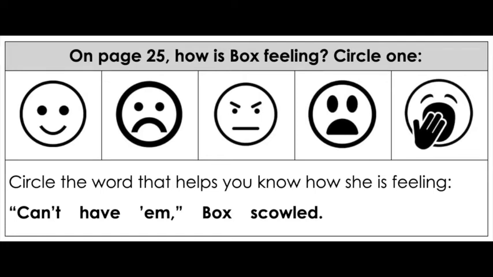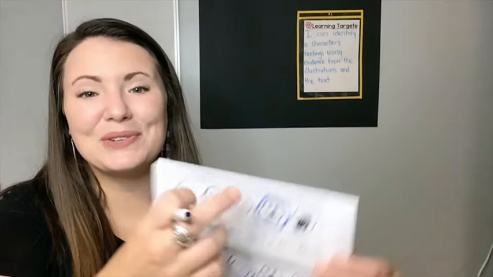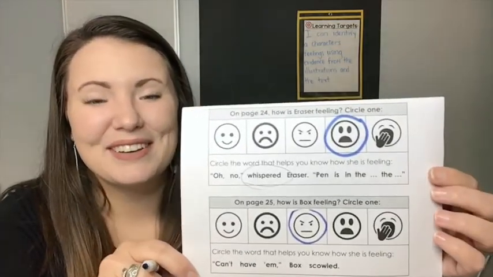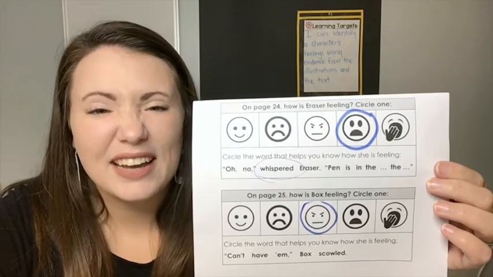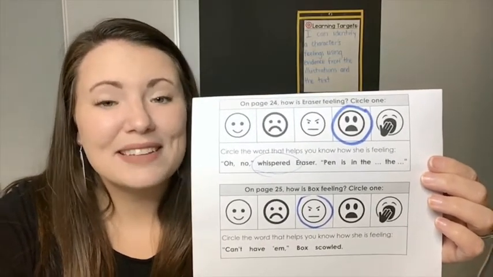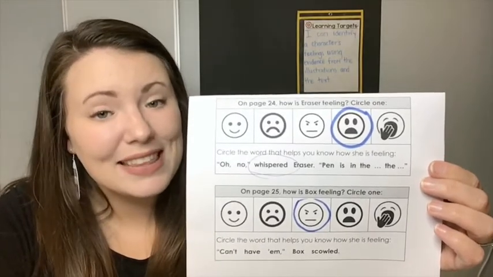Good. Show me with your face, which feeling do you think Paperclip Box is feeling? Let me see it. That's what I chose too. Good job. I think that he is angry. And I know that because there's a word in this sentence right here that's telling me that he's angry.